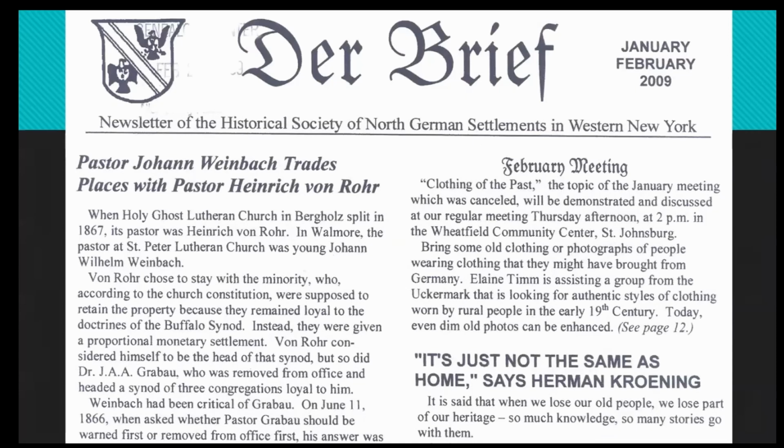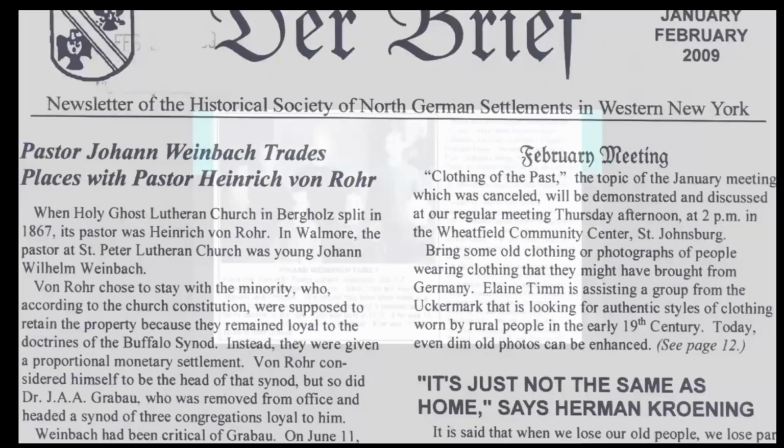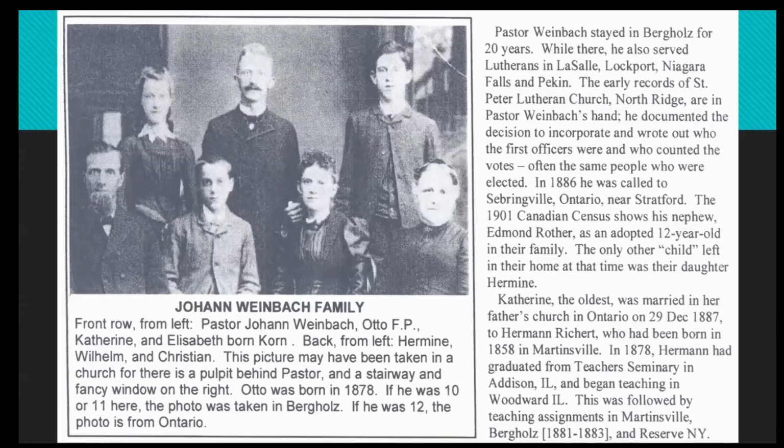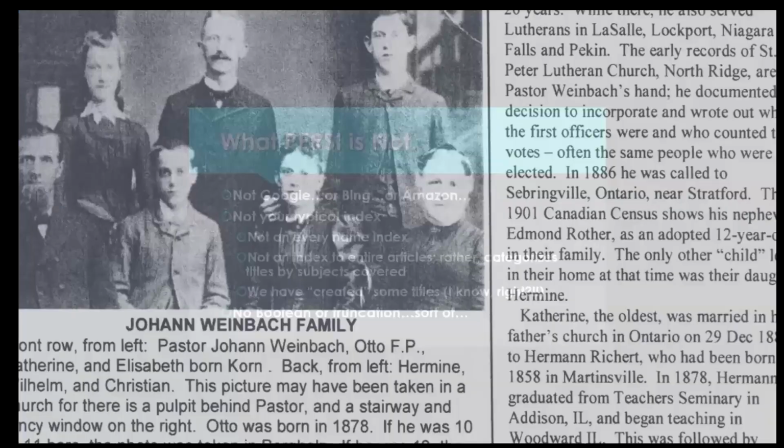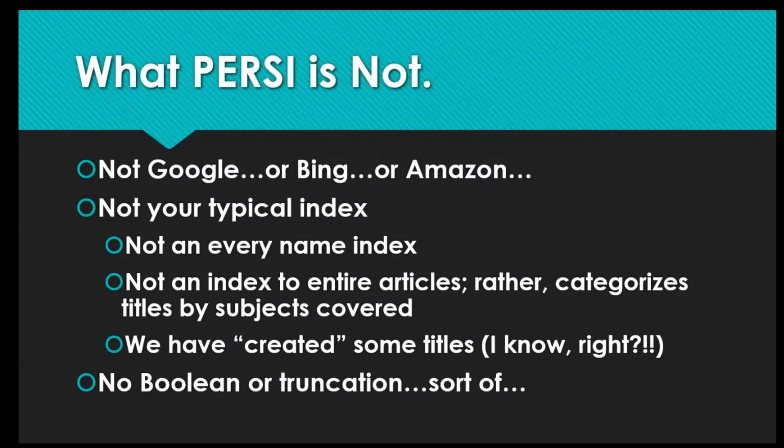Take a look at the subtitle here. The Der Brief from 2009, well over a decade ago, Historical Society of North German Settlements in Western New York. How's that for specificity? And you will get very specific articles as well as photographs about families from that area across the pond to here in the United States in a specific region of New York. So pretty amazing things. So I hope I've gotten you at least a little excited about, hey, maybe the answer and the ancestor that has been eluding me, maybe that's in PERSI.